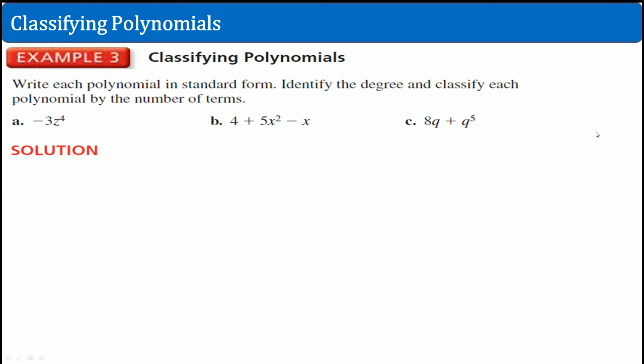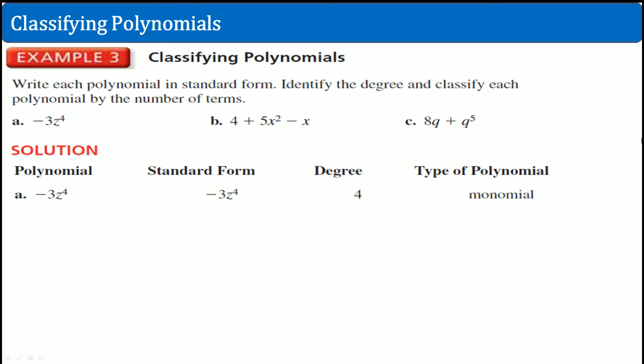So the polynomial in standard form, it's just one term, so it's just itself. Negative 3z to the fourth power. Okay, so that's how it looks like in standard form. All right. The degree here is the number on top, which is the 4, and it's only one term, so it's called a monomial.